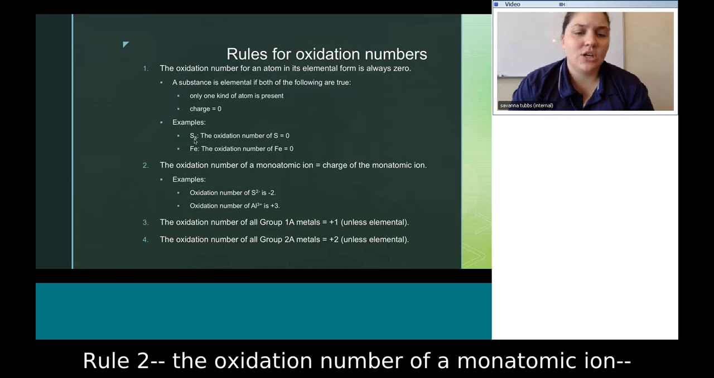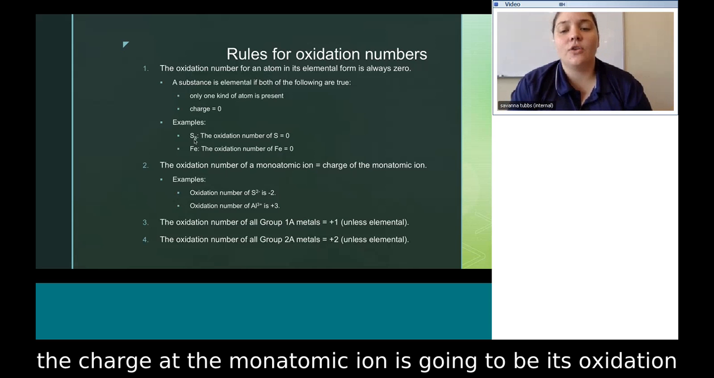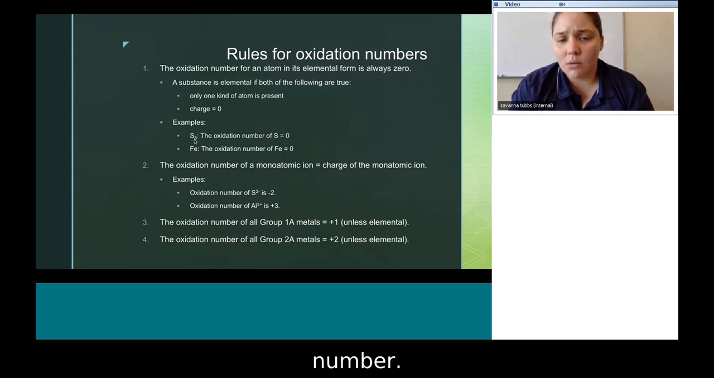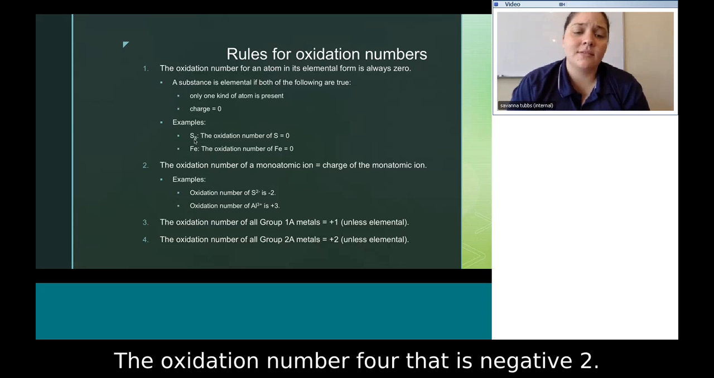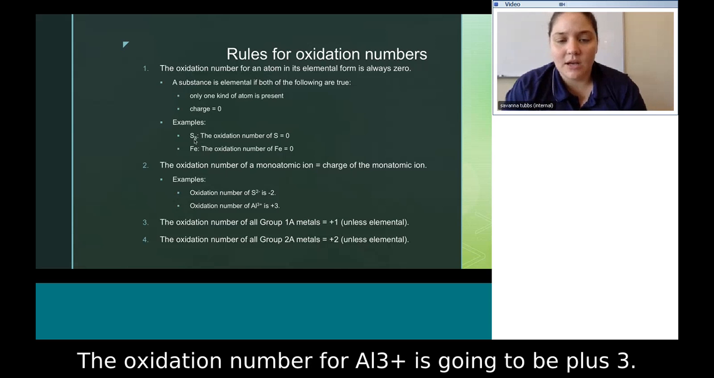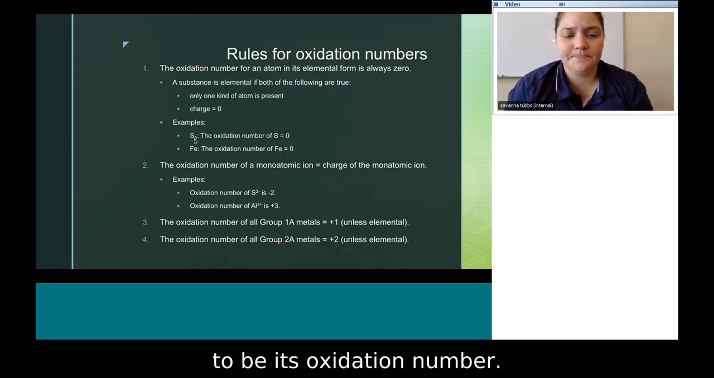Rule 2: for the oxidation number of a monatomic ion, something that has a charge, like H+, the charge of the monatomic ion is going to be its oxidation number. So for example, we have S2-. The oxidation number for that is -2. The oxidation number for Al3+ is going to be +3. Whatever its charge is, that's going to be its oxidation number.